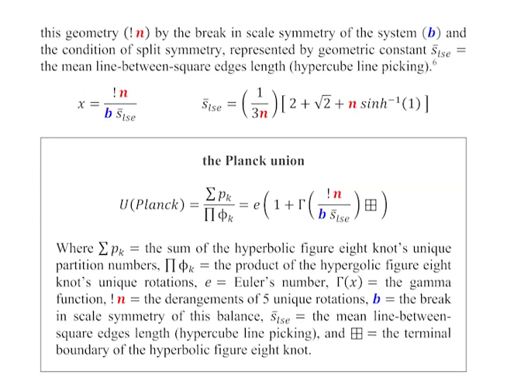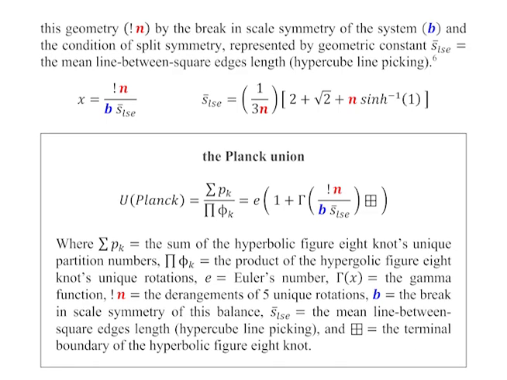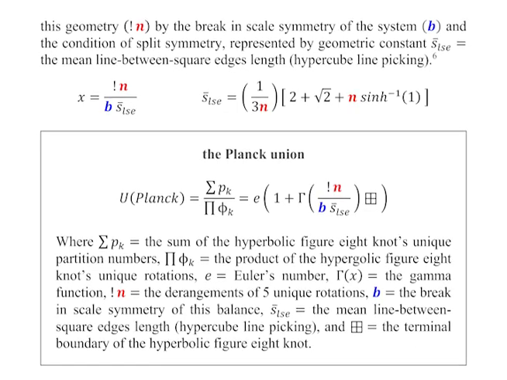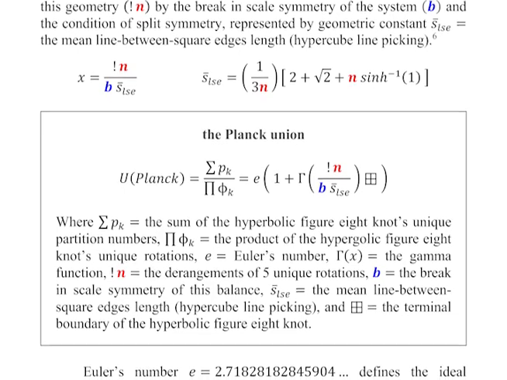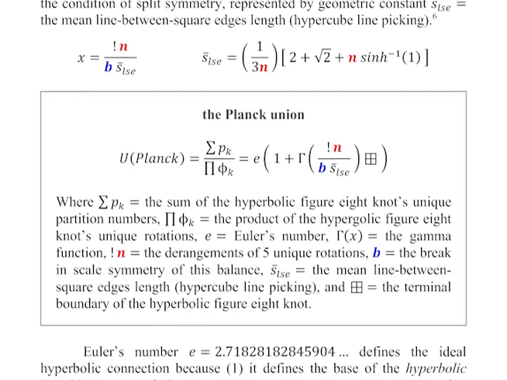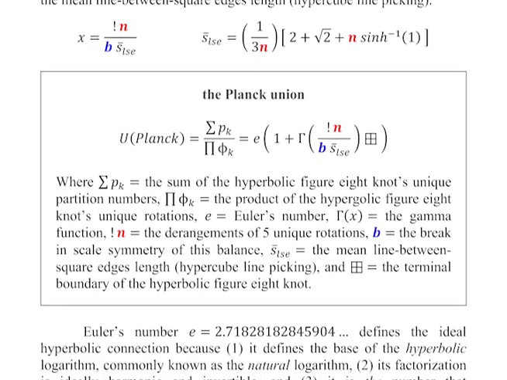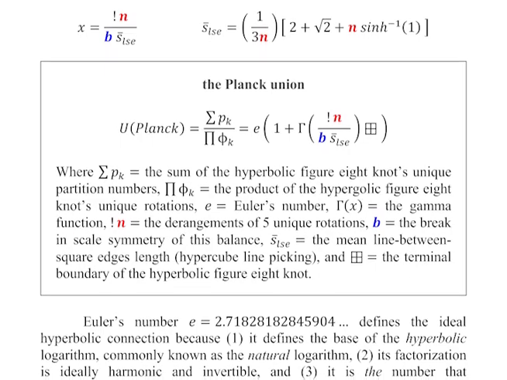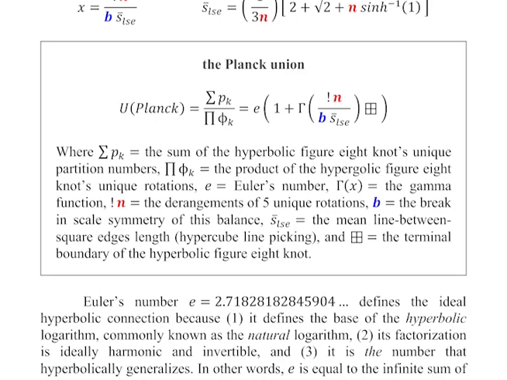Therefore, the Planck union, if you take all the Planck boundaries and mesh the action together at once, you end up getting the hyperbolic connection and the hyperbolic partition. It's a really beautiful setup here. Let's learn a little more about the ideal hyperbolic connection and then the ideal hyperbolic partitioning. So, first e and then the gamma function.